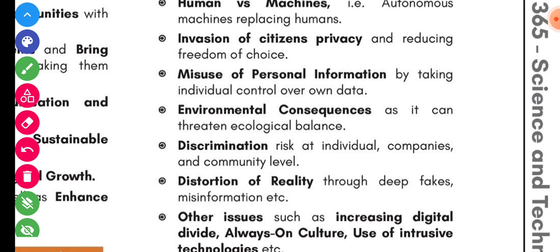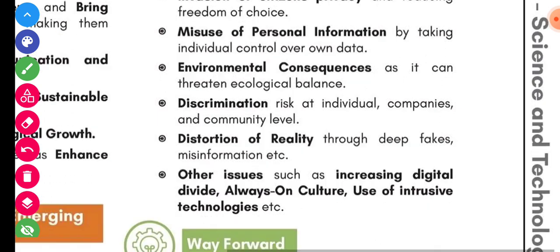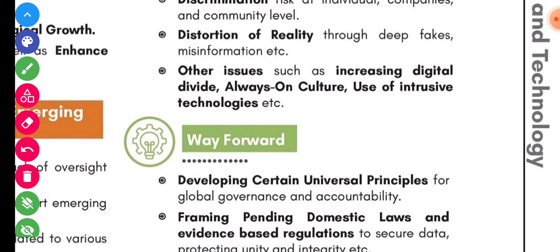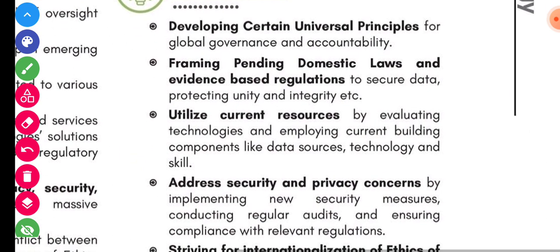Environmental consequences, as it can threaten ecological balance, and discrimination risk at individual, company, and community level, and distortion of reality through deep fakes, misinformation, etc., and other issues such as the increasing digital divide, always-on culture, use of intrusive technologies, etc. And what are the solutions, or the way forward, to tackle the new challenges evolving from emerging technologies?